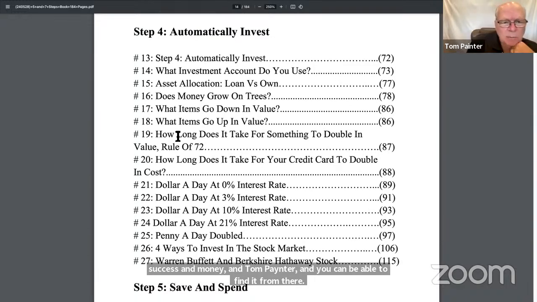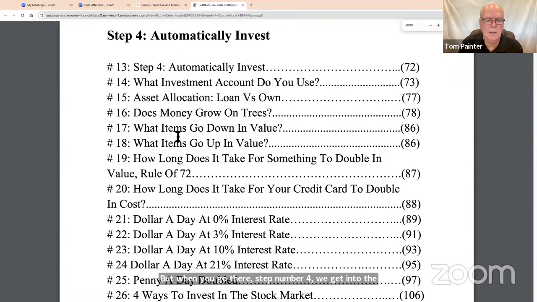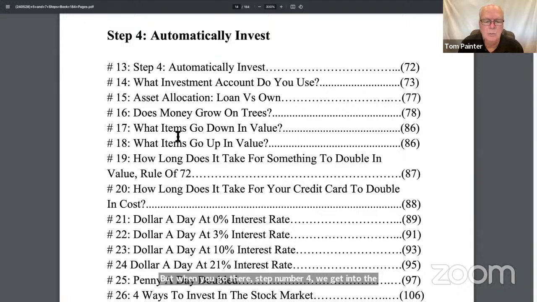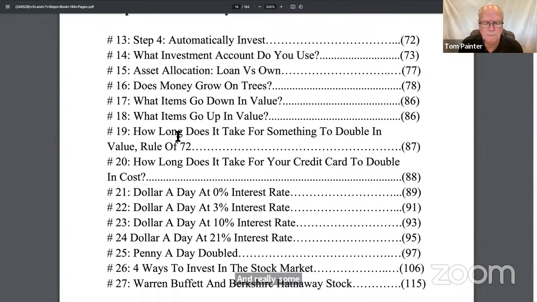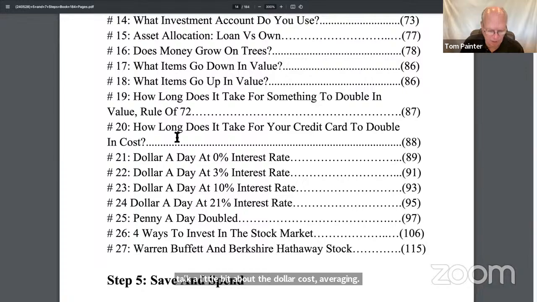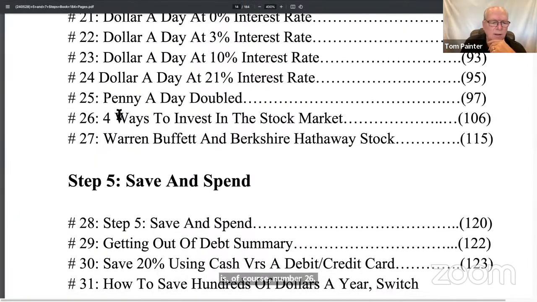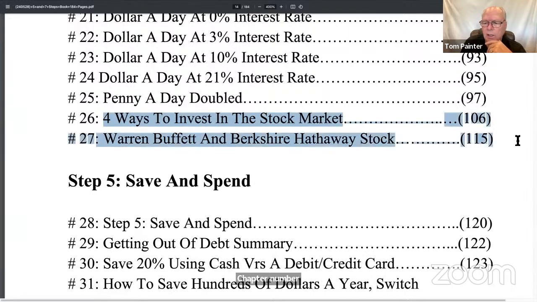But when you go there, step number 4, we get into the automatic invest. I want to spend just a minute talking about the automatic invest and some pieces to that, and then we're going to talk a little bit about dollar cost averaging. The big part I want you to go to is chapter number 26, the 4 ways to invest in the stock market and Berkshire Hathaway. There's great reading on this and some extra classes on here.